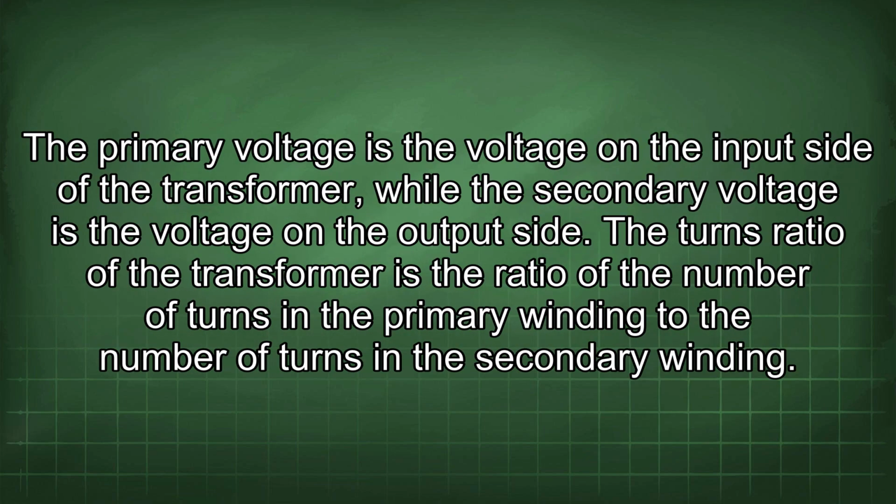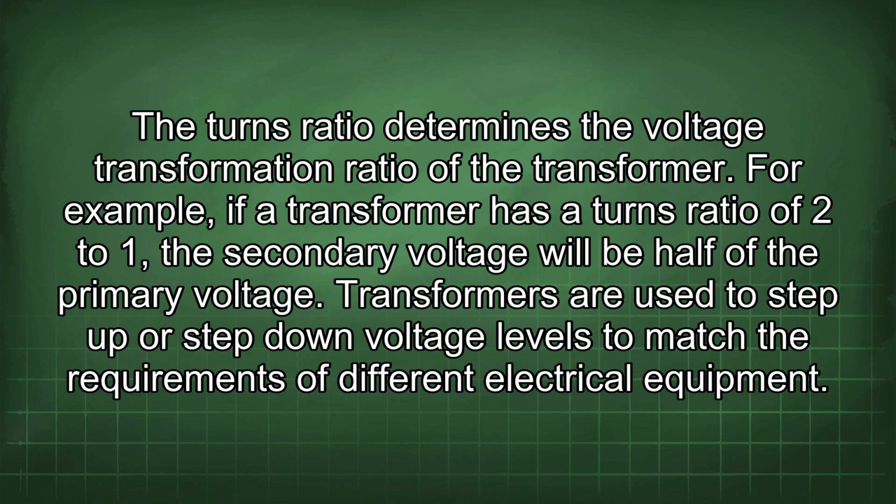The primary voltage is the voltage on the input side of the transformer, while the secondary voltage is the voltage on the output side. The turns ratio of the transformer is the ratio of the number of turns in the primary winding to the number of turns in the secondary winding. The turns ratio determines the voltage transformation ratio of the transformer. For example, if a transformer has a turns ratio of 2:1, the secondary voltage will be half of the primary voltage.